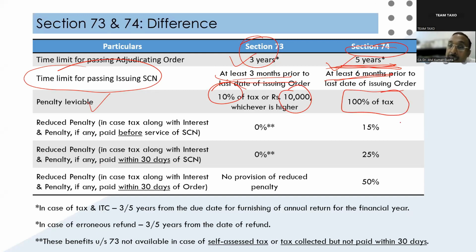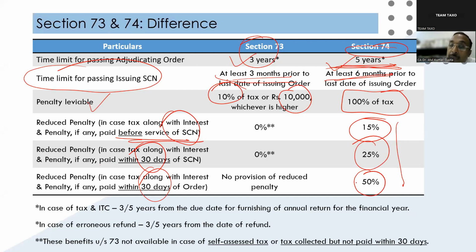Yes, there are slabs available: in case you deposit the amount before the issue of show cause notice, the penalty will be 15%. Within 30 days from the issue of show cause notice, 25%. Or within 30 days from the order issued by the adjudicating authority, the tax can be deposited along with a 50% penalty. So, my dear friend, this is the difference between section 73 and 74.